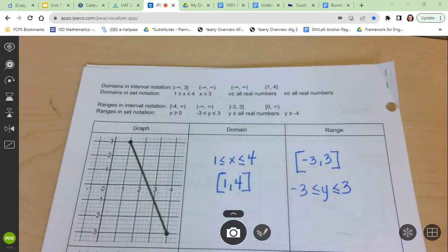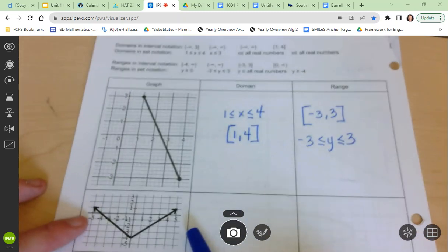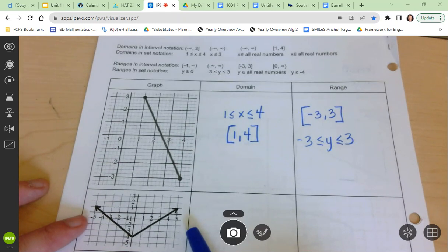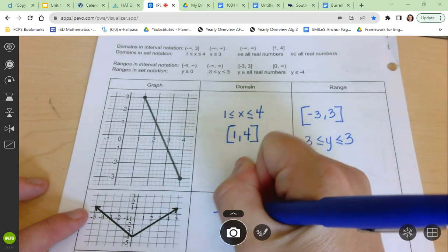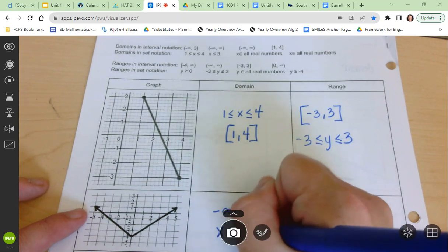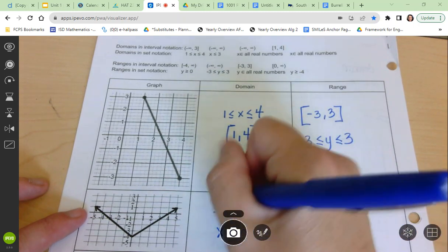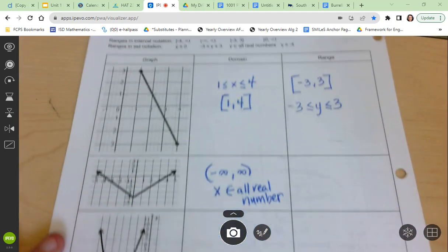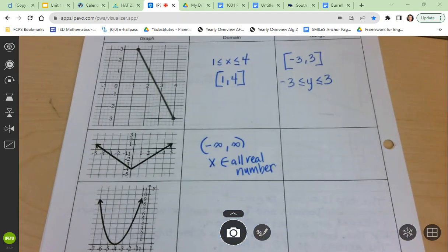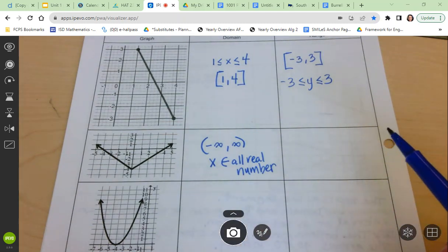Welcome back. All right. Anybody want to share the domain for the next one? This V shape. Ian, go ahead. Negative infinity, comma infinity, and then x equals all real numbers. All right. So the reason we have parentheses on negative infinity and infinity, remember from last class, is that you can't actually get to infinity. You can keep heading towards infinity, but you'll never get there. This is actually read x as an element of all real numbers, but if you say x equals all real numbers, I'll be fine with that.